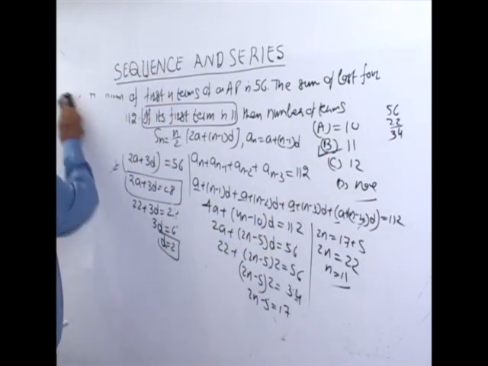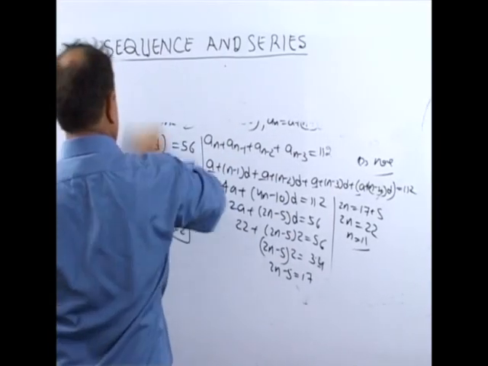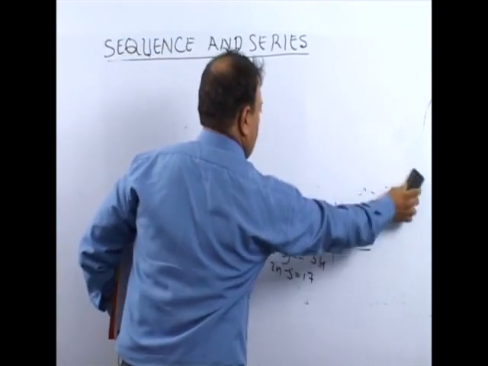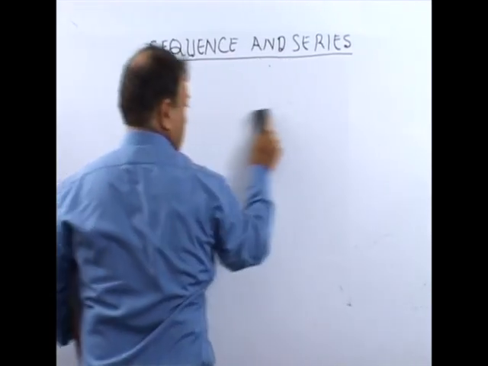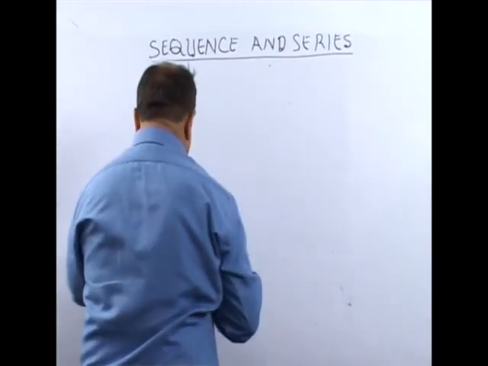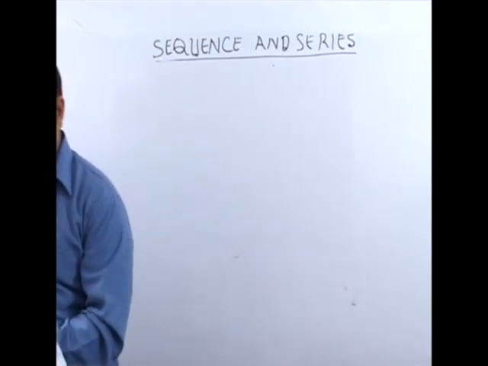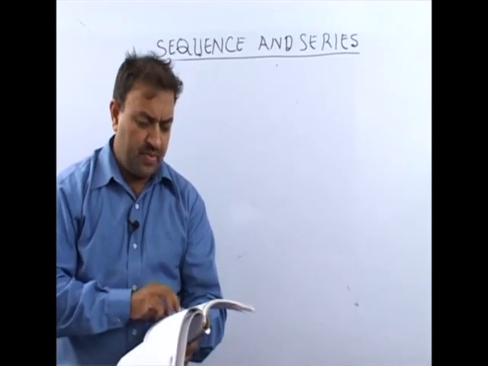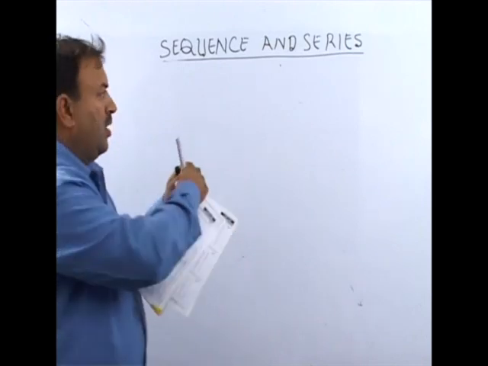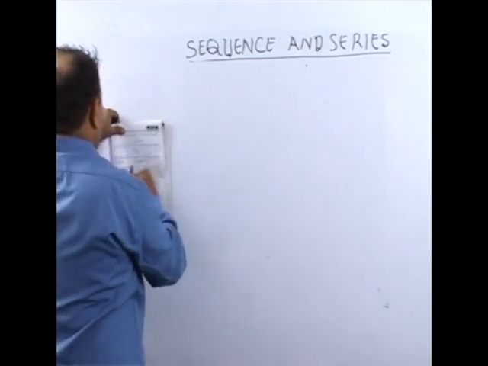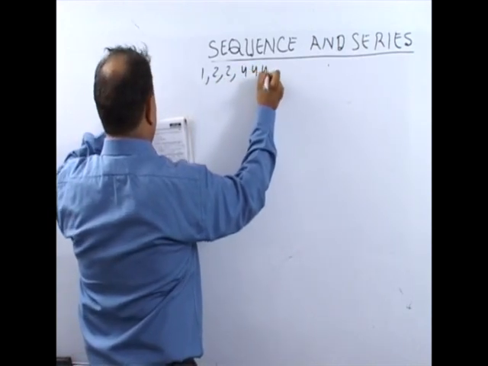Next problem. The next problem of arithmetic progression of our booklet is, we come to question number 2. Now question number 2 is, we have been given the sequence 1, 2, 2, 4, 4, 4, 4.